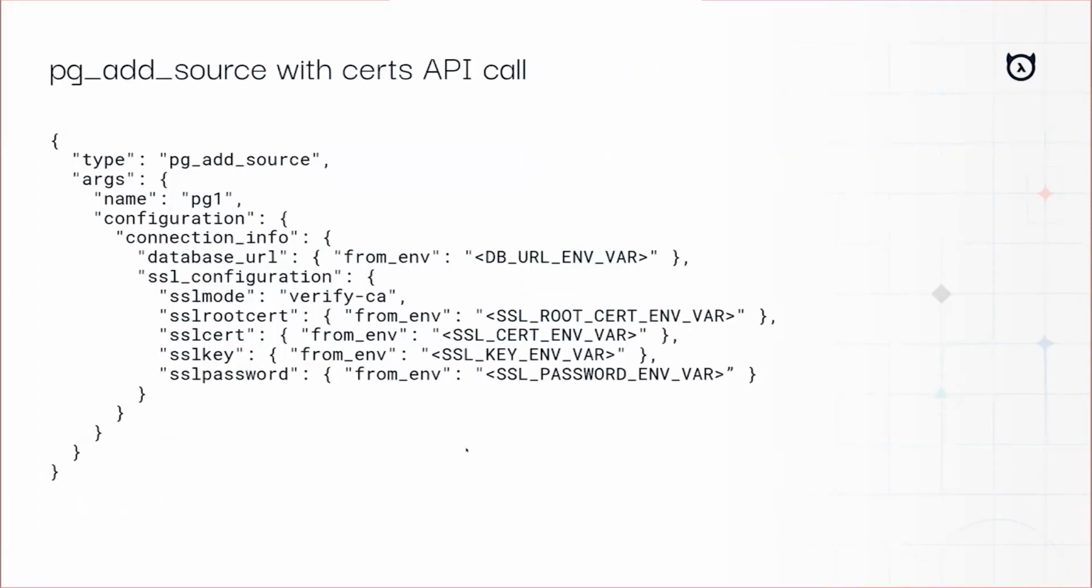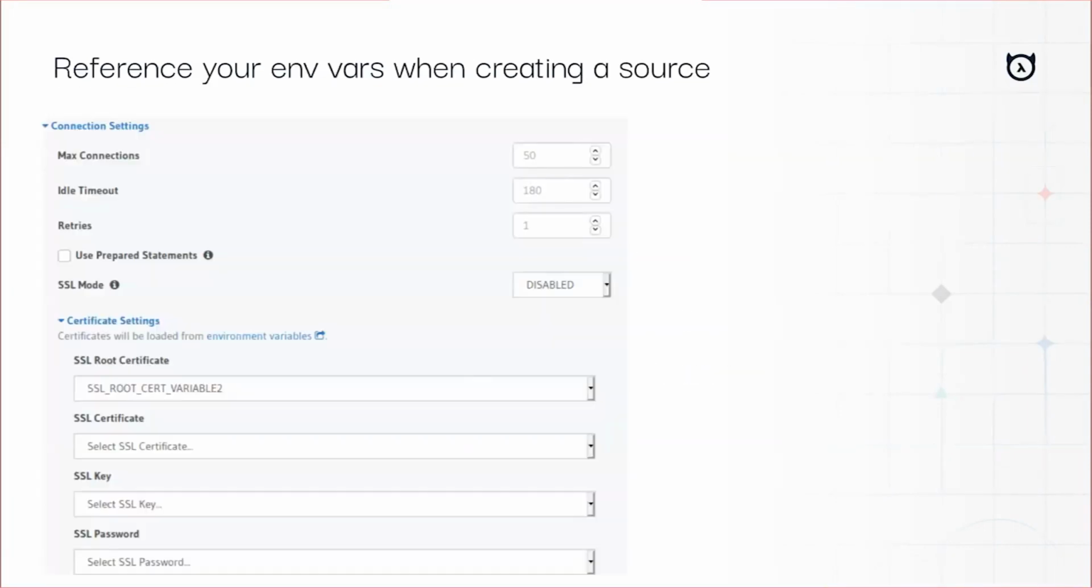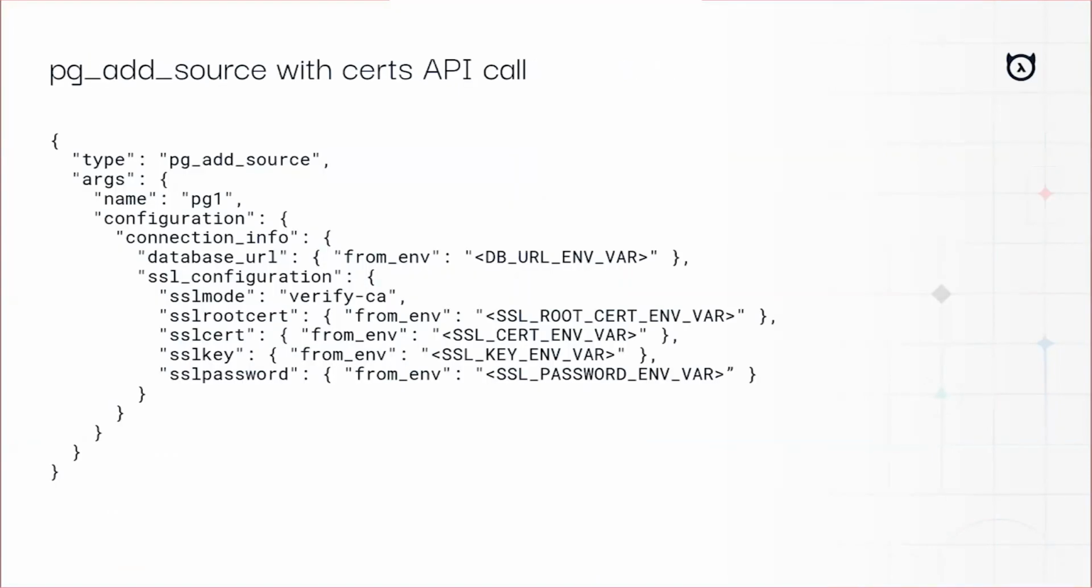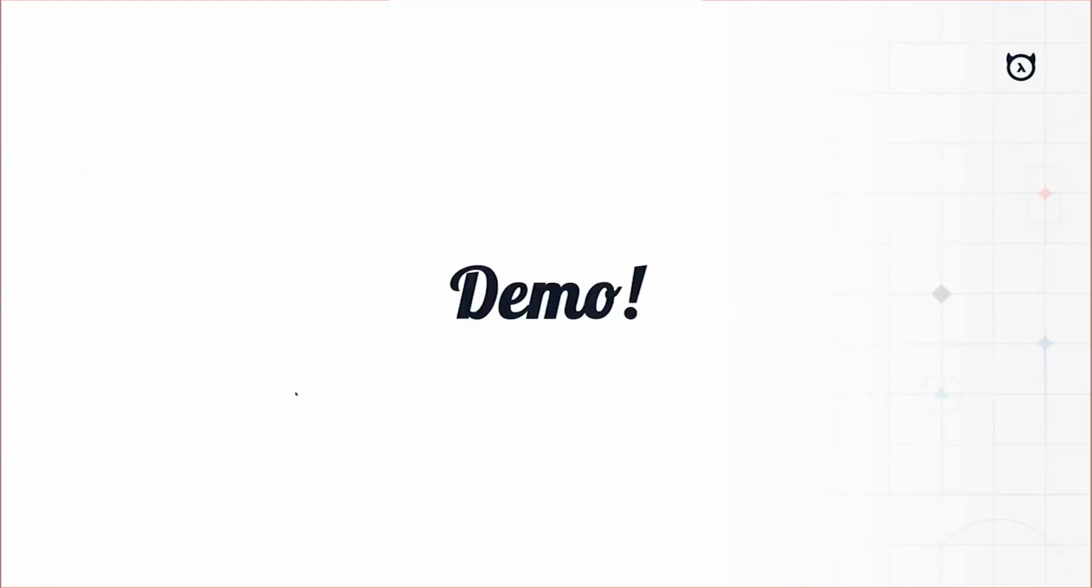Alternatively, if you like to use the metadata API directly, when you do the pg_add_source request, you would add this SSL configuration key with an object containing all of your nvars for all of your different certificate data, just like this. So you can use either way. Now I'm going to show you a quick demo using the metadata API, how you can go about doing this.